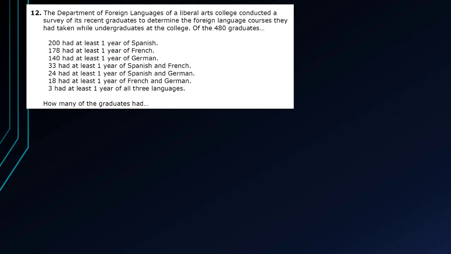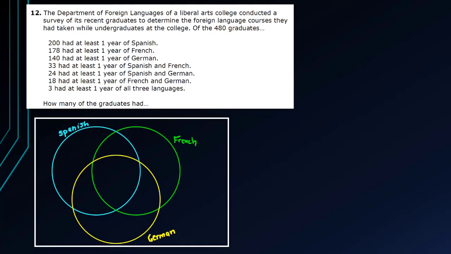Much like the previous example, I'm going to start off with a Venn diagram. I'm going to let the blue circle represent those who had at least 1 year of Spanish, green for those that had 1 year of French, and those that had at least 1 year of German. And of course, you can see from the descriptions there's some overlap because some had 2 of the languages or even 3. I'm not going to go into as much detail, but if you use the same kind of logic we used on the previous problem, you can work your way through it and get your information like this. These are the numbers that you would have in these various regions.